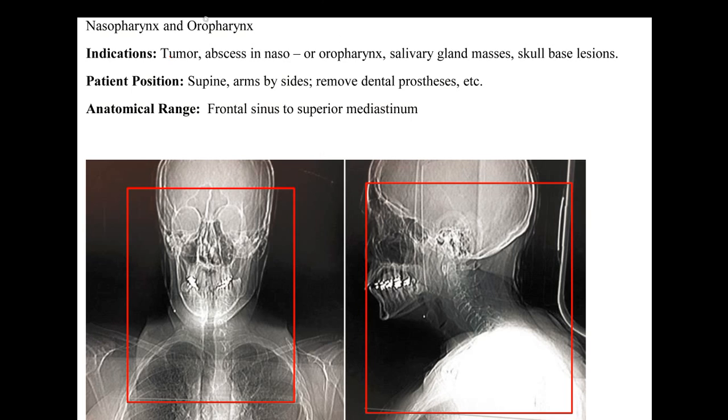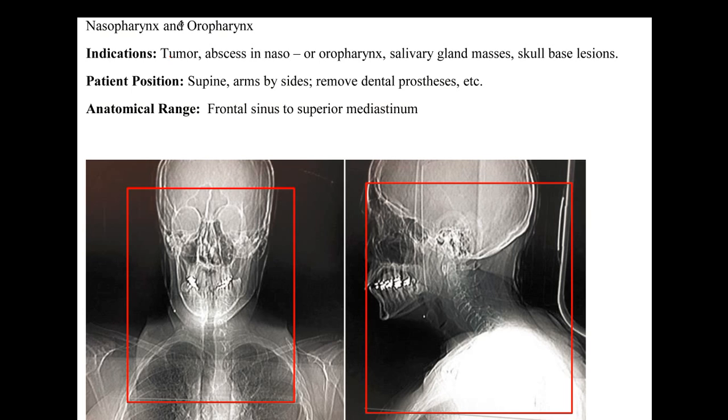So if we first begin, we're going to look at the nasopharynx and the oropharynx, a protocol for that. And we see that this can be in relation to a tumor, an abscess in the naso or oropharynx, salivary gland masses, and skull-based lesions. We'll see later that we do have some salivary gland protocols as well. And so this is kind of something that just comprises everything.